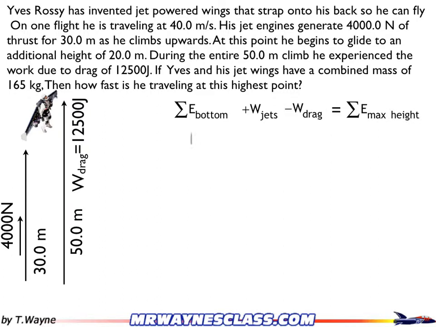So I'm looking at my summation of the energies. I'll look at the kinetic energy plus potential energy due to gravity. And then I'll go ahead and, on my equation, add the work done by the jets and the work done by drag. And that's going to equal kinetic energy plus the potential energy due to gravity.